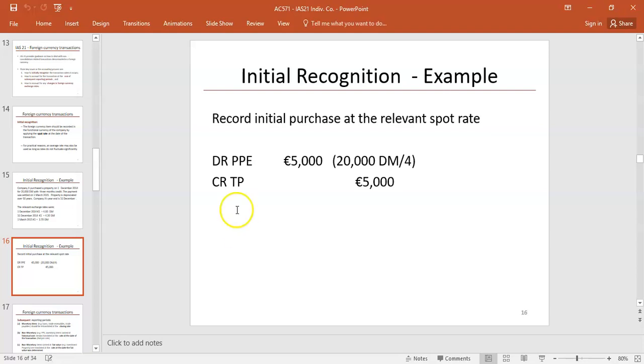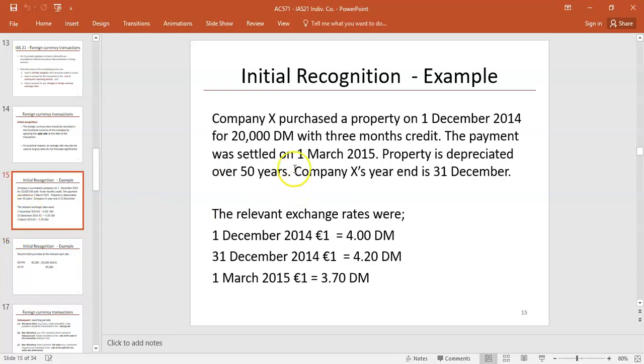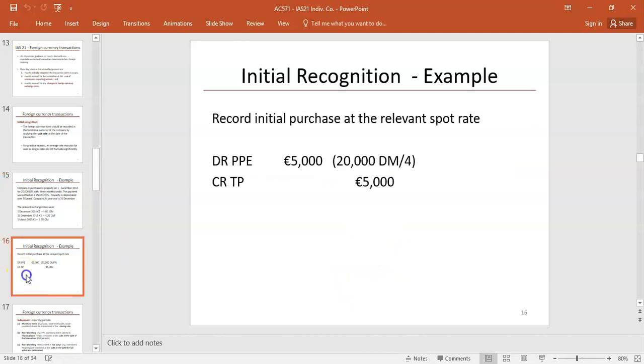Now what I want you to note there is you don't actually owe €5,000. You still owe 20,000 DM. And the point is, as the time moves on between now and the 1st of March, the exchange rate can move, and it has moved as you've seen here. So that's where the rules come in around retranslation and around how to account for foreign exchange gains or losses. But the first key thing always is, across every transaction, the initial recognition is always at the spot rate. And the spot rate is the exchange rate at the date of the transaction.